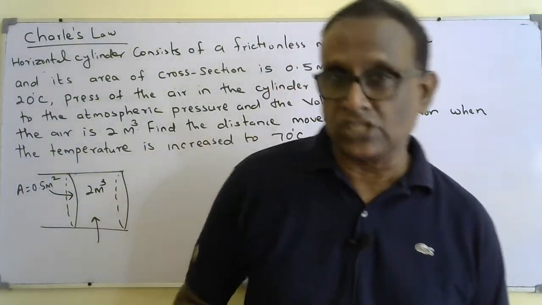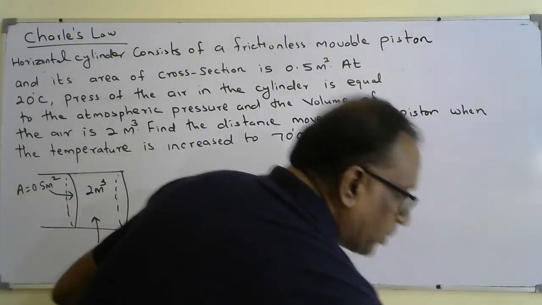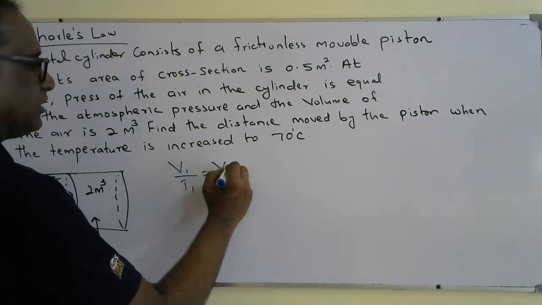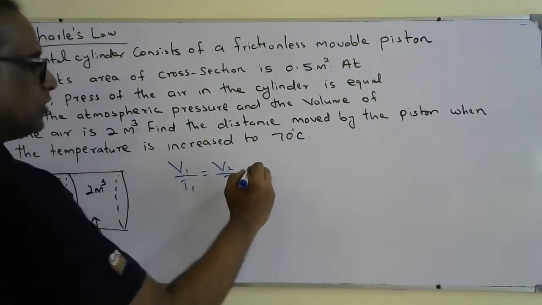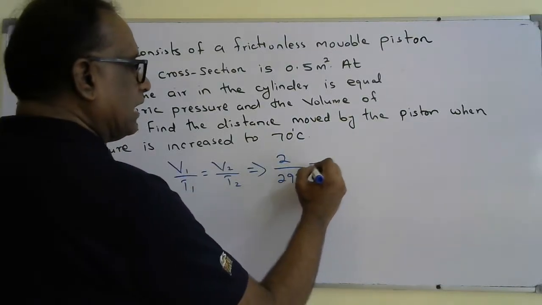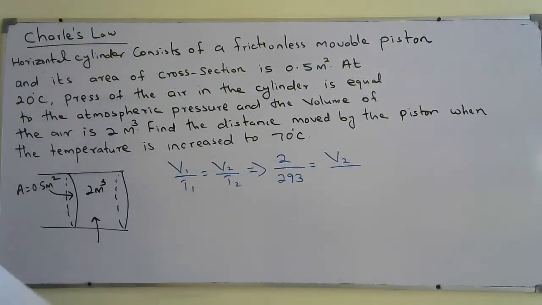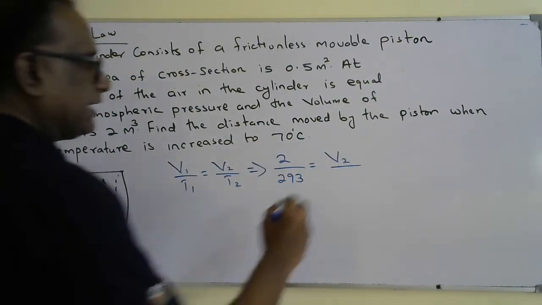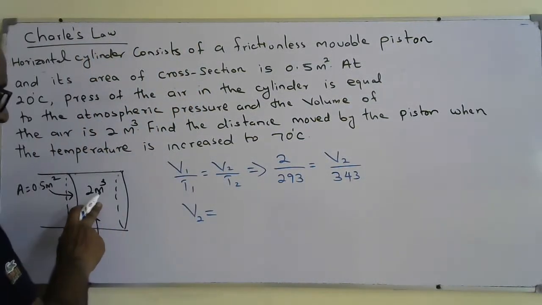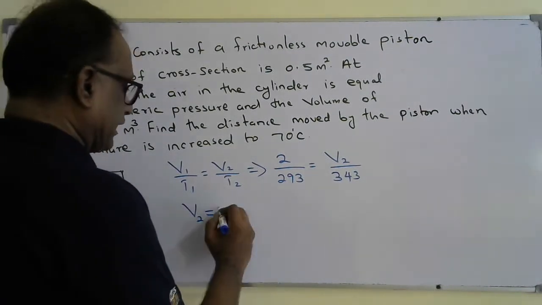So I can use Charles' law, V1 over T1 equals V2 over T2. Initially the volume is equal to 2 meter cube. The temperature is 20 degrees Celsius, which means 293 Kelvin. We will find the new volume at a temperature of 70 degrees Celsius, which is equal to 343 Kelvin. So the new volume of the air inside, which was initially 2 meter cube, has now become 2.34 meter cube.